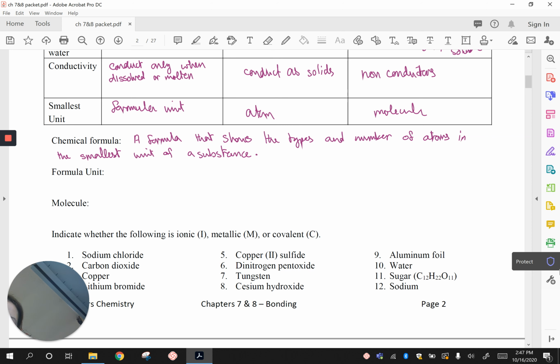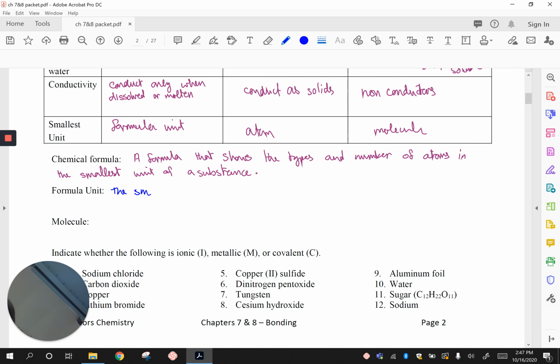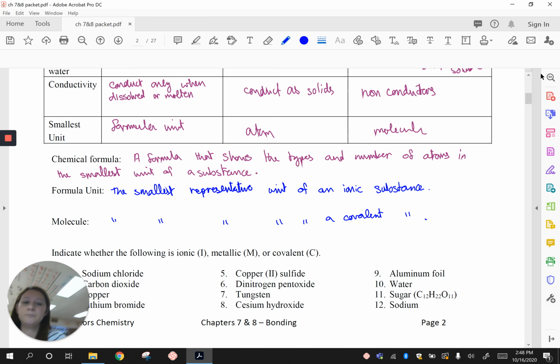Formula unit, like we just said, is the smallest representative unit of an ionic substance. For example, I can have 2 formula units of NaCl. A molecule is the smallest representative unit of a covalent substance. So I can have like 3 molecules of water.